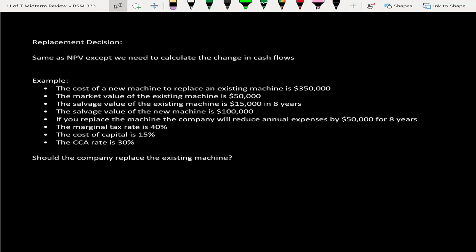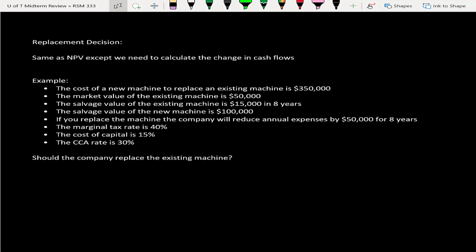The next type of question we're going to do is a replacement decision. Essentially, this is just a net present value question. The only difference is there's a bit more involved. You're changing one machine for the other, so you're going to need to calculate the change in cash flows, and that's going to be the incremental cash flows.